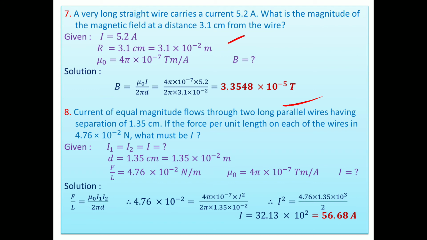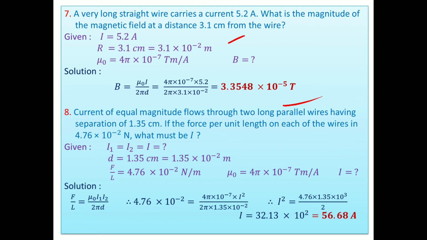F upon L, force per unit length, is given 4.76 into 10 raised to minus 2 Newton per meter. Mu naught is given and I to be calculated. Look here, F upon L equals mu naught I1 I2 upon 2 pi d. Since I1 and I2 are same, consider I1, I2 equal to I. So you can take directly 4.76 into 10 raised to minus 2 equal to 4 pi into 10 raised to minus 7 into I square upon 2 pi into 1.35 into 10 raised to minus 2.